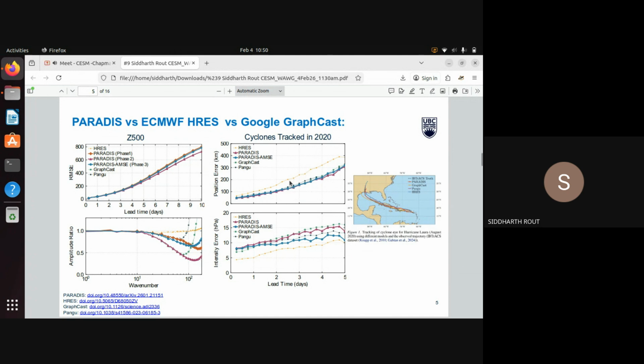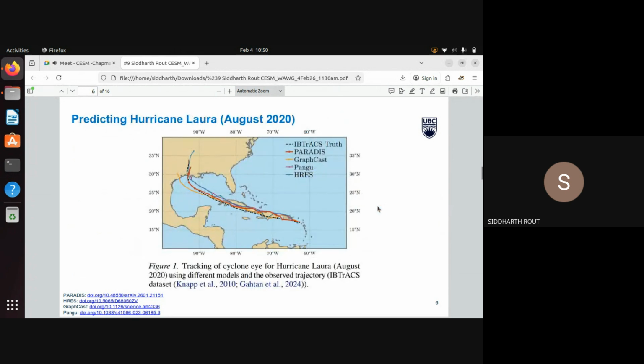HRES is sometimes debated a lot, but these are all the trends that we get from the machine learning models. Here we have another model, another comparison. It is directly from our paper, where we try to track this particular cyclone. And these are the different trajectories that have been predicted. Now, this gives us motivation, as our model deviates from the initial track, and somehow it comes back.